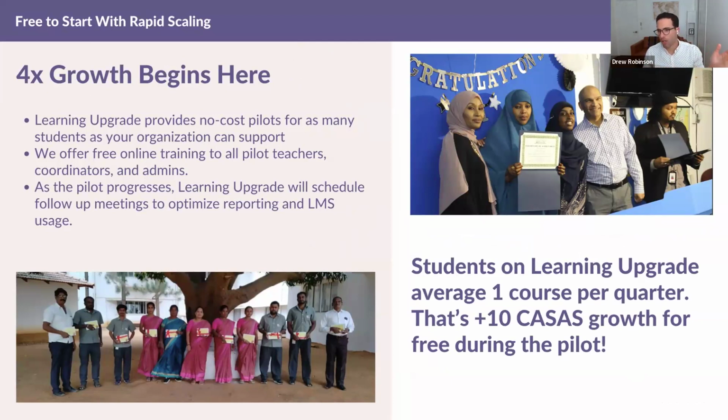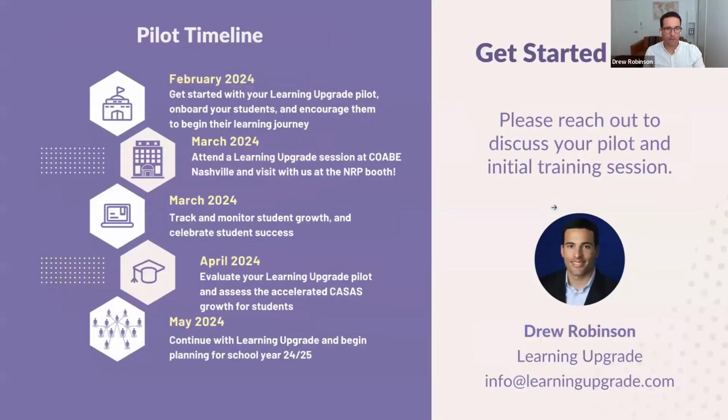If you're not seeing it in the chat, you can always go to our website, learningupgrade.com, and click on request pilot, and fill that out. The key is to select that you're a member of COABE. We have an organization checklist, so just select that you're from COABE, and that'll give you the completely unlocked, full access quarterly pilot, and you'll be able to get started.